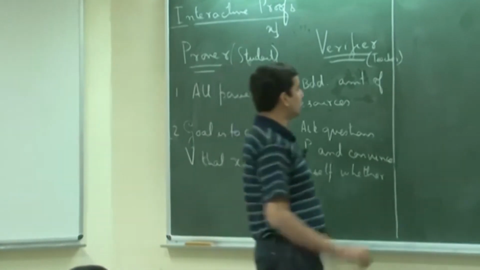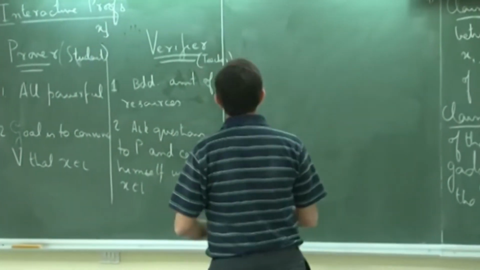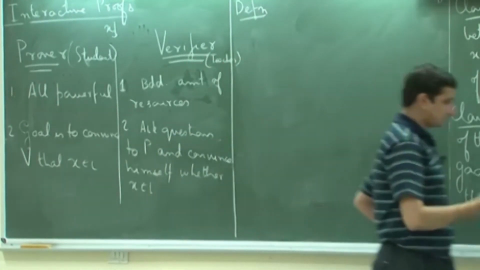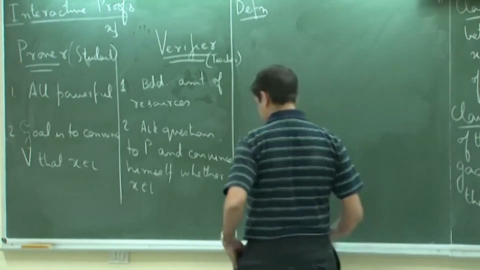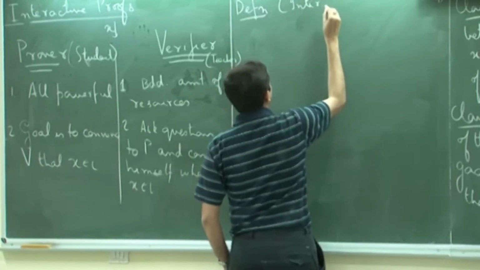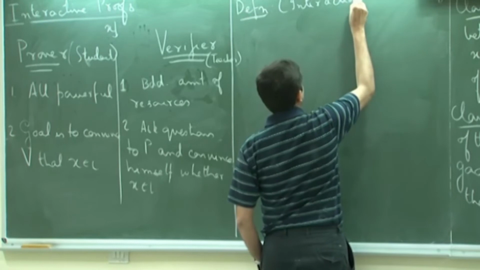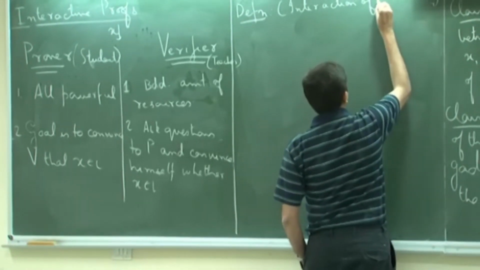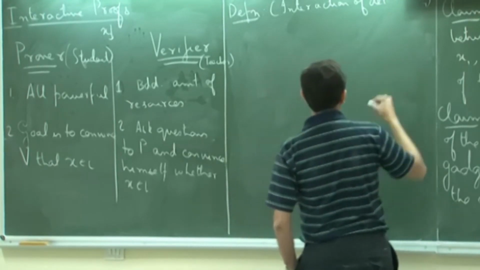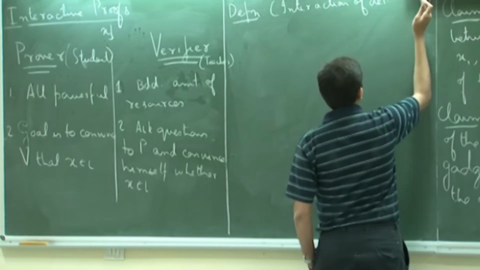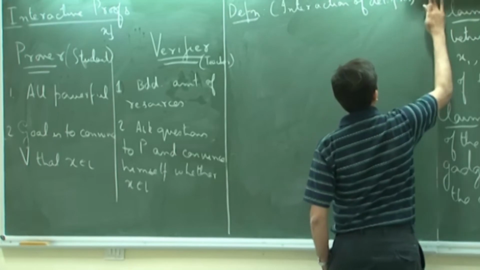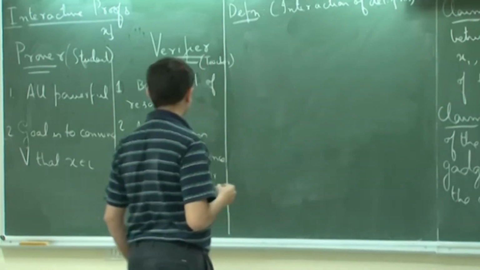So let me define the formal model here. This is the interaction of deterministic functions. We will define a general model first, and then we will look at restrictions on the verifier.